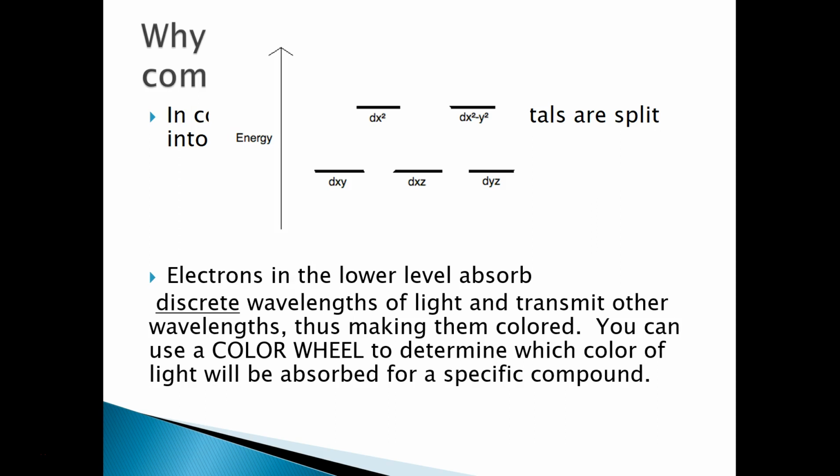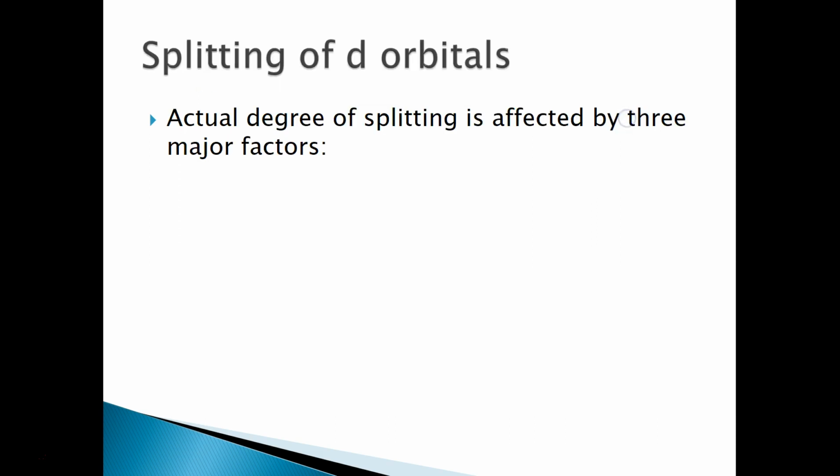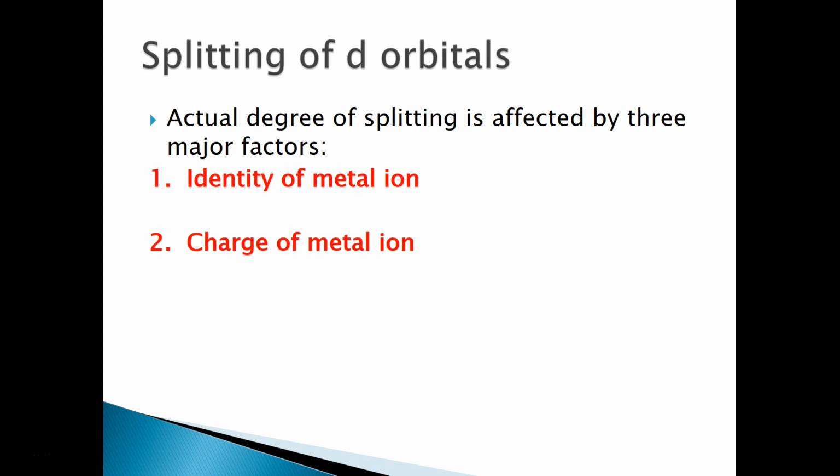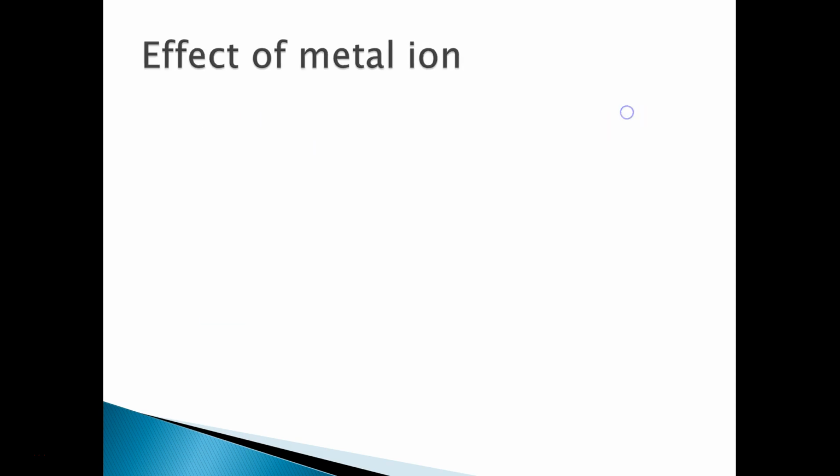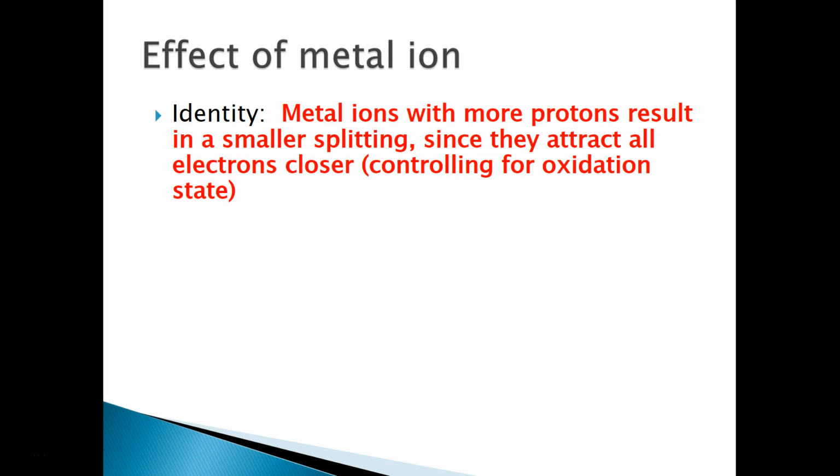So if a transition metal complex absorbs red light, which is a low energy light, it will emit a higher energy of light. So there are three factors that can affect the amount of splitting that we see between those d orbitals. One is the identity of the metal ion, two is the charge of the metal ion, and the third is the identity of the ligand. So let's look at those one at a time. So effect of the metal ion.